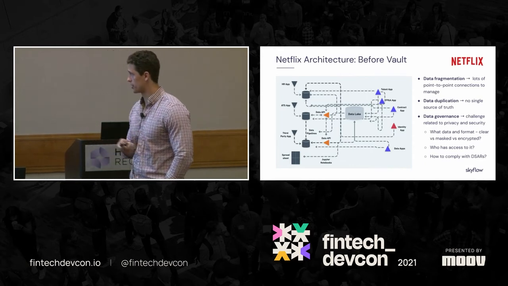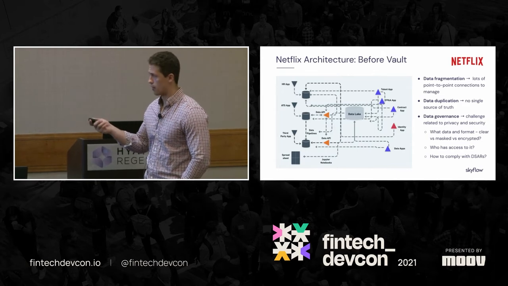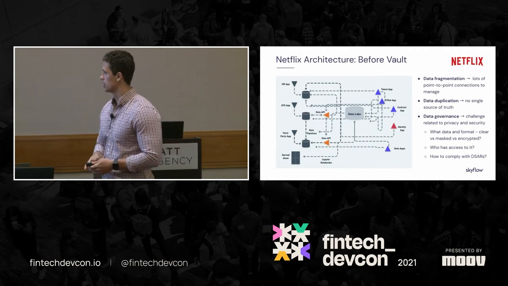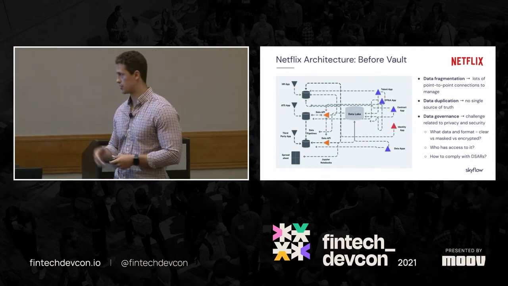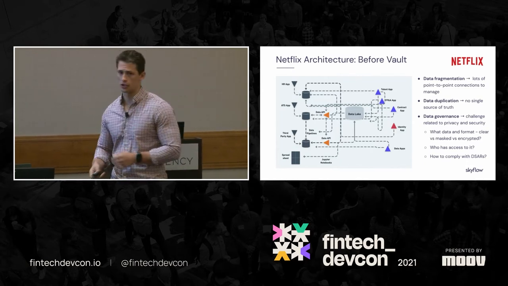And then lastly is around data governance. So how do you make sure that the right customer gets the right data? In what format? Is it masked? Is it encrypted? Is it tokenized? Who has access to it? How do you make sure you enforce that access? How do you have auditing over that access? How do you feed that into your SIEM system? And then lastly, how do you comply with DSARs, CCPA and GDPR?